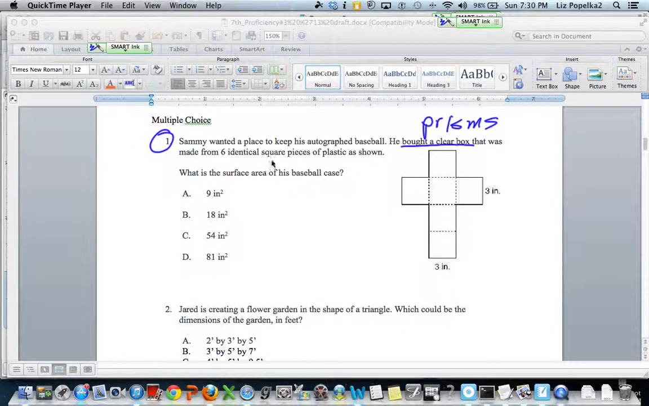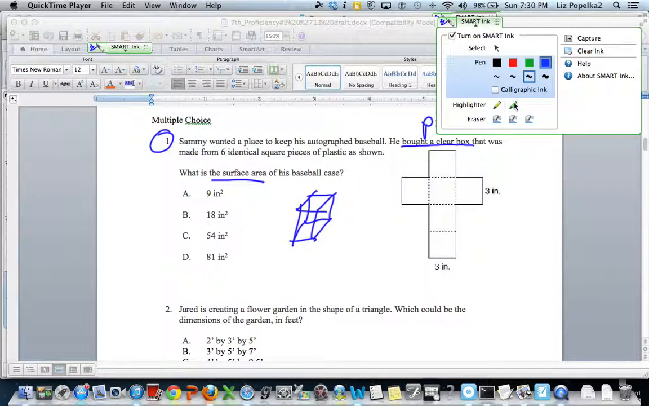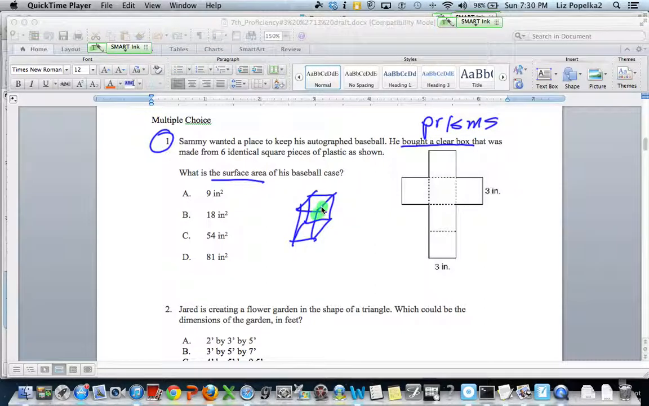That was made from 6 identical square pieces of plastic as shown. What is the surface area of the baseball case? So remember that surface area is if you were to take the 3D shape and unwrap it and find the area of each individual side and then add all of those areas together. So like this side right here, then I would find the area of the top, the bottom, etc. So that's what surface area is.